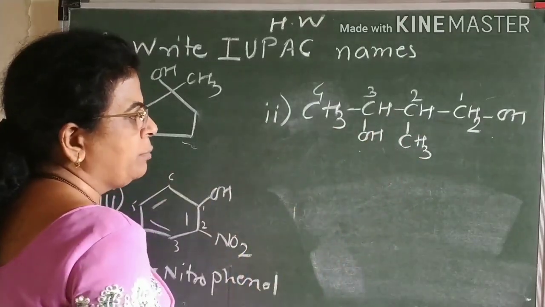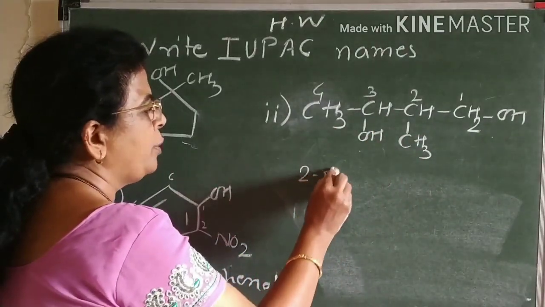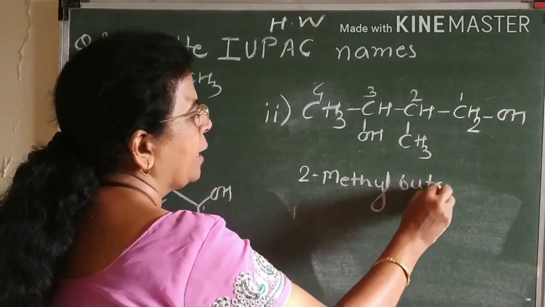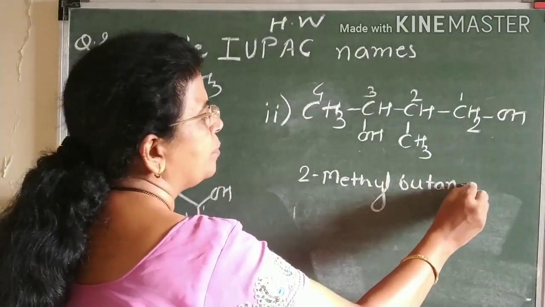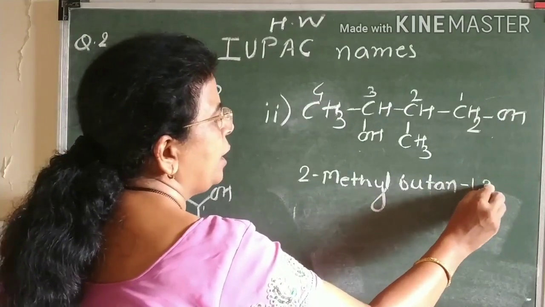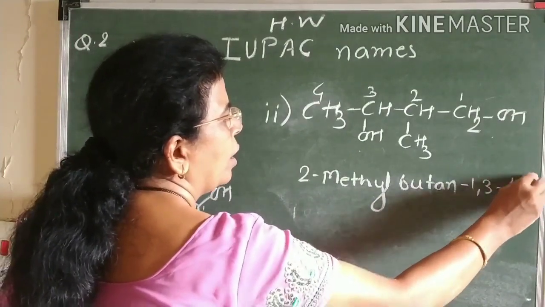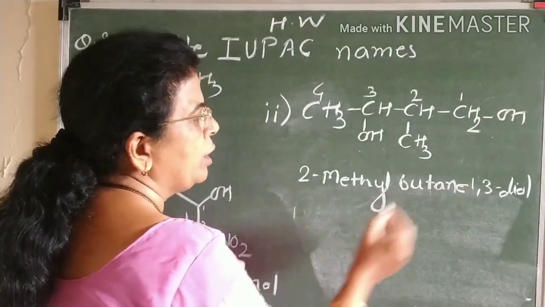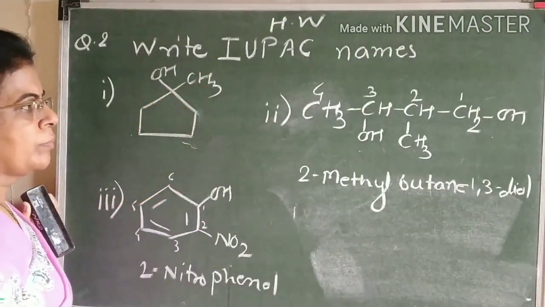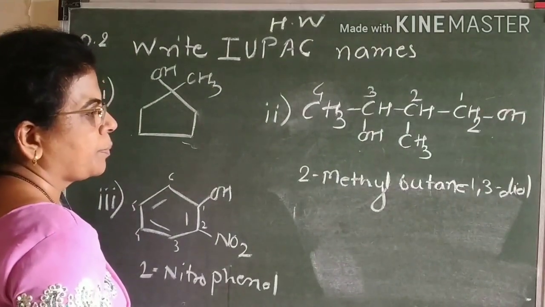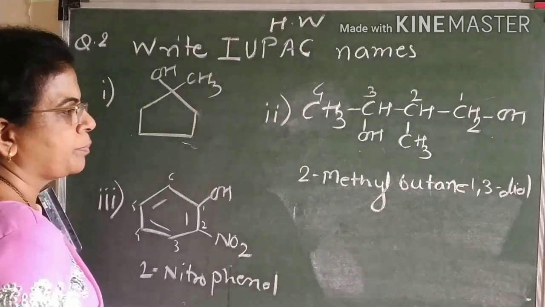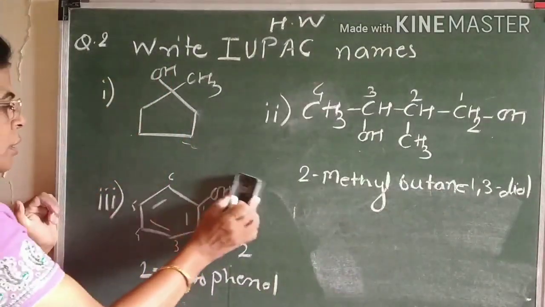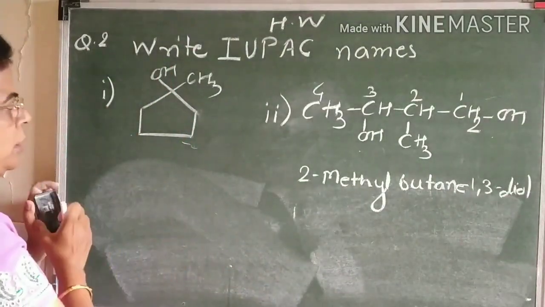At 2 position there is a methyl group, therefore it becomes 2-methylbutane-1,3-diol. Methylbutane-1,3-diol. Now next, this one.